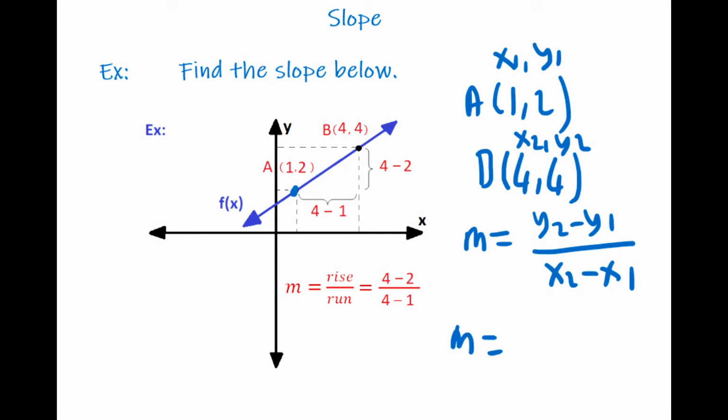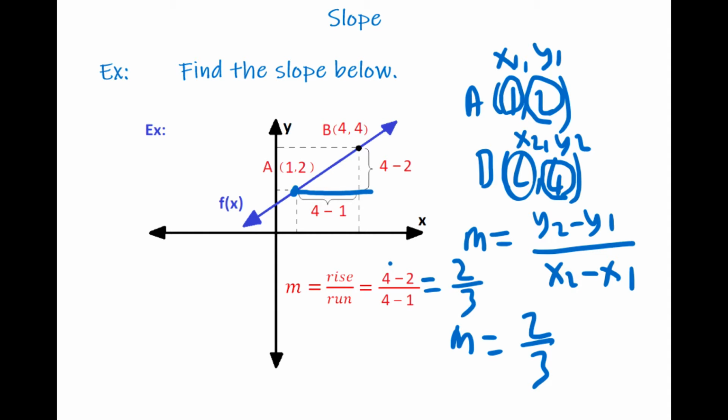So m is, as I put it here, okay, 4 minus 2, this is 4, and this is 2, divided by 4 minus 1, x2 minus x1. It's already here, so this is equal to, guys, 2 over 3. So the slope is 2 over 3 in this case. If you look at here, this is slope. Sometimes they call it tangent as well.